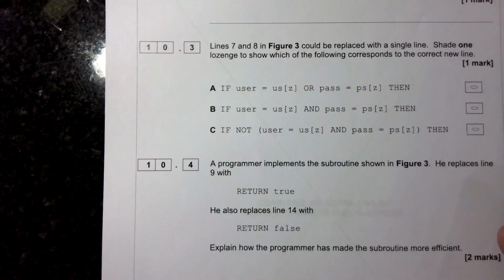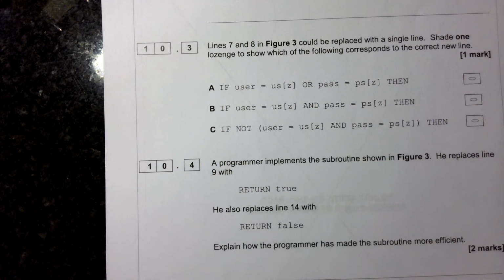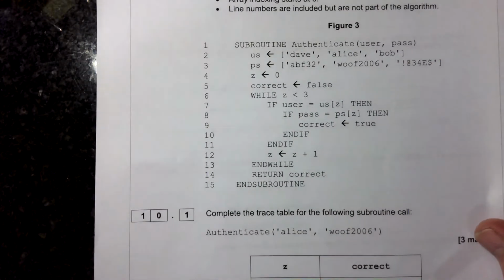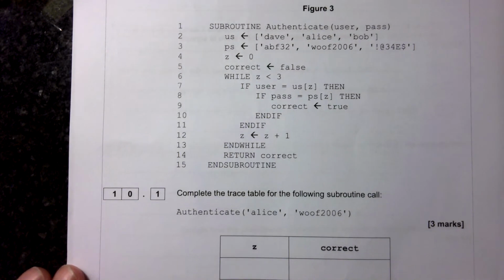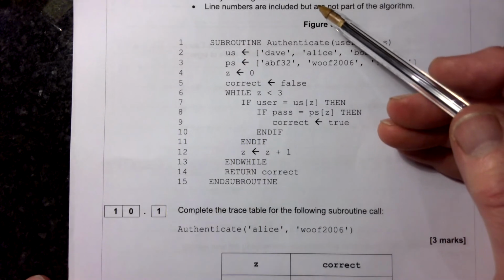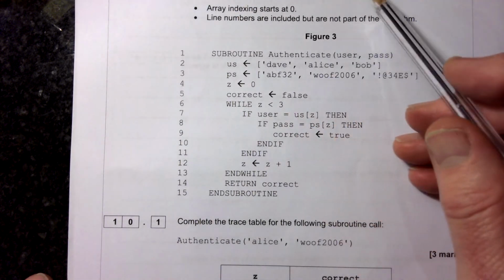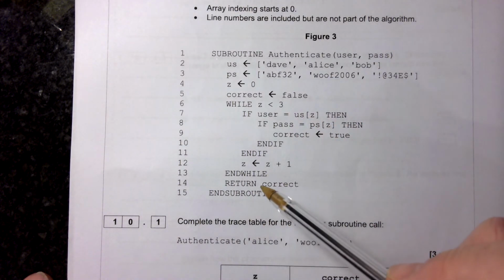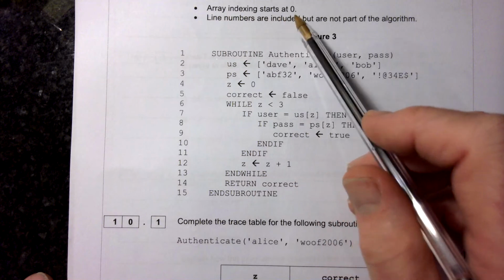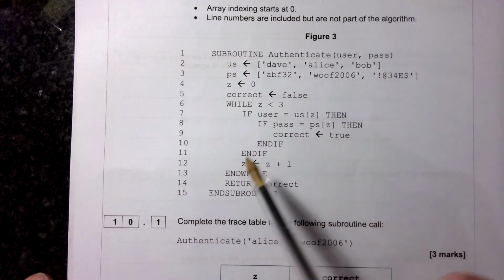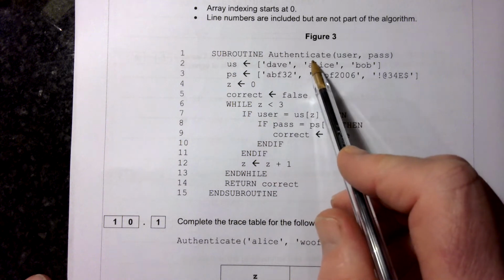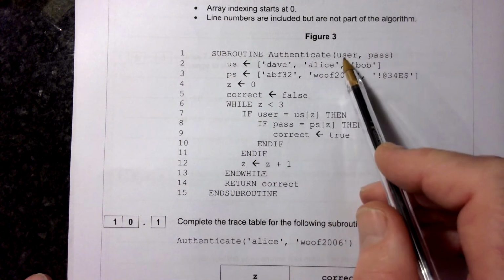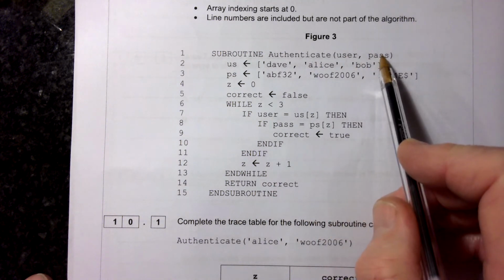And finishing off with number 10. Another nice little trace table just to finish us off properly in every sense. Okay, the subroutine is used to authenticate a username and password. Array indexing starts at 0, line numbers included, don't worry about it. So we will send the subroutine two parameters, user and pass.